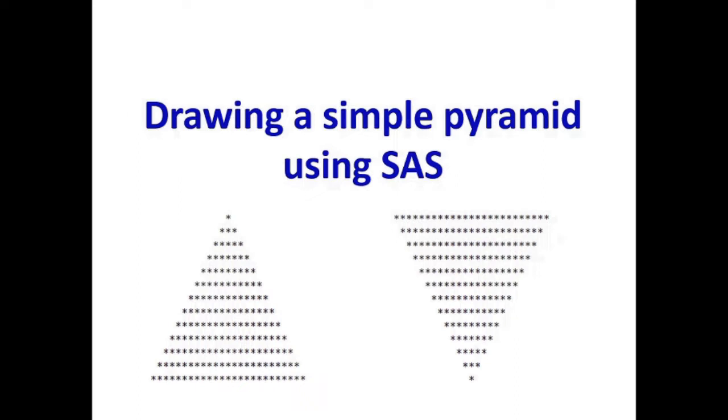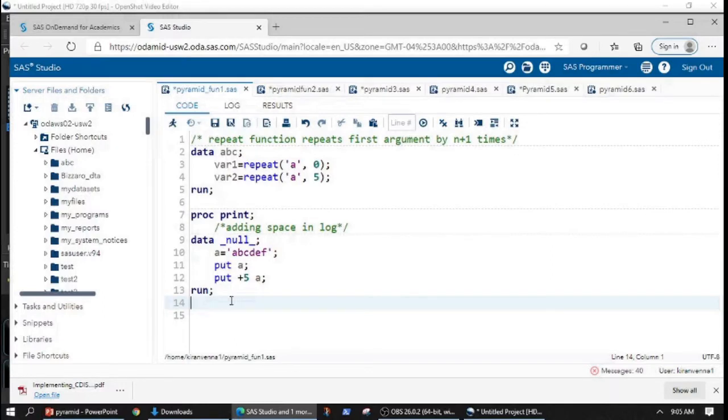Today's topic is about how to draw a simple pyramid using SAS. Once we draw the pyramid as shown on the left, we will also see how to reverse that pyramid. Now let us look into some of the fundamentals we need to understand before getting into this topic.